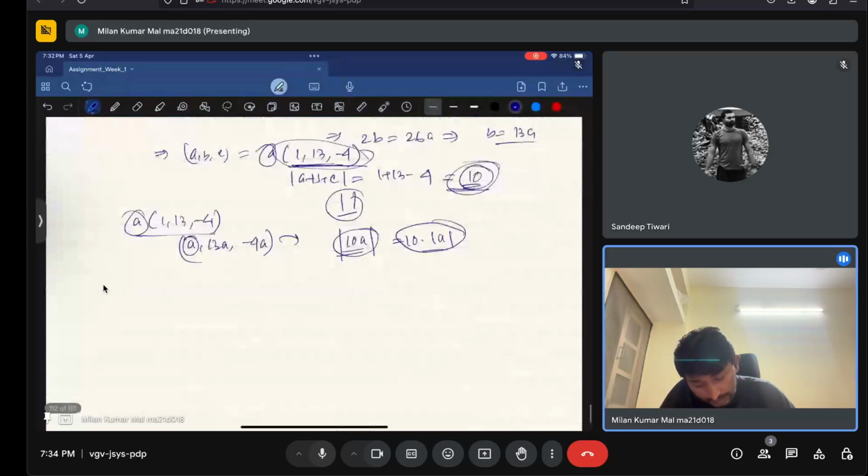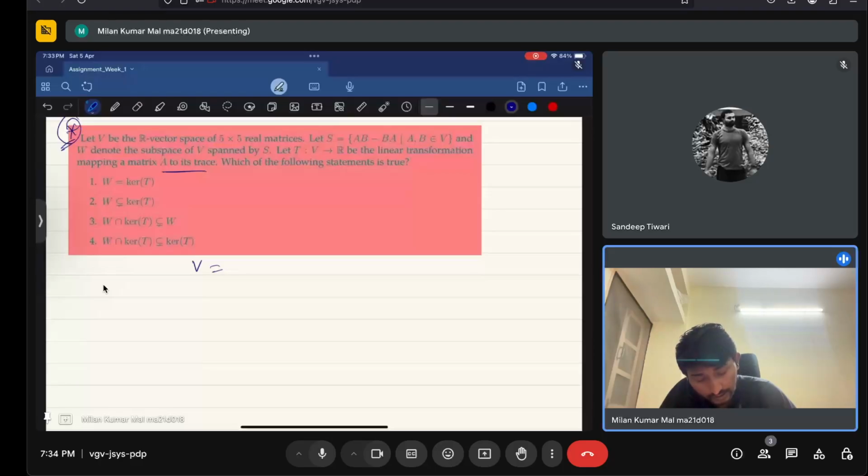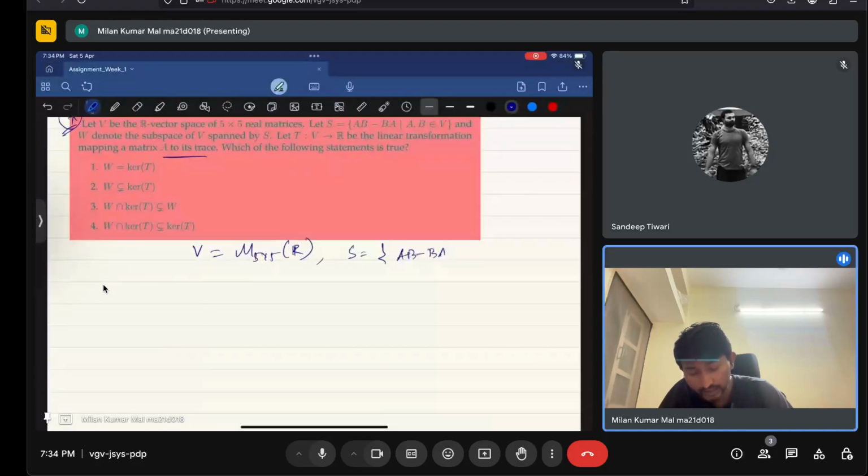So what it says is that T is the linear operator from V to R. S is equal to the set of all AB minus BA such that A, B belong to V. So now T is the operator from V to R, and T of some operator A is equal to trace of A. Then which of the following statements is true?